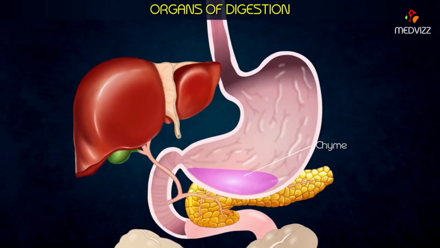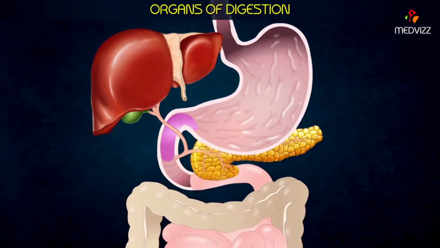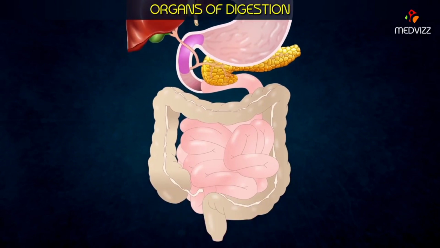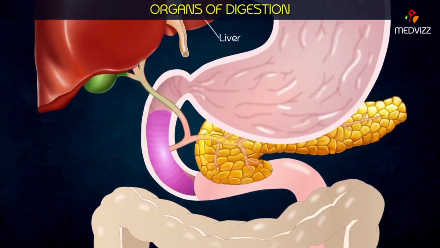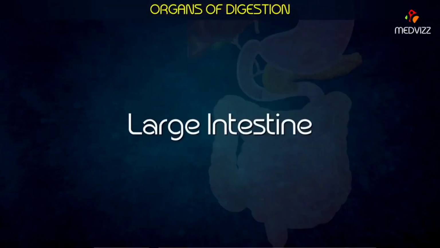Chyme exits the stomach through the pyloric sphincter and enters the small intestine, which is the major site of nutrient absorption. The small intestine consists of three parts: the duodenum, the jejunum, and the ileum. Bile from the liver and digestive enzymes from the pancreas are emptied into the duodenum to aid in digestion. Absorbed nutrients pass from the lumen of the small intestine into the blood and the lymph.